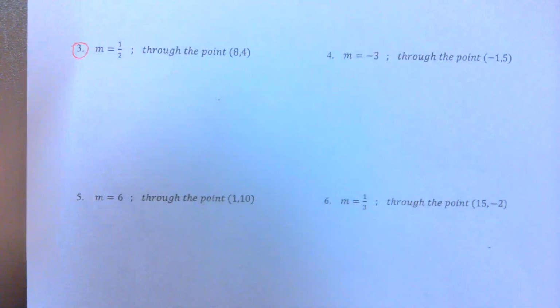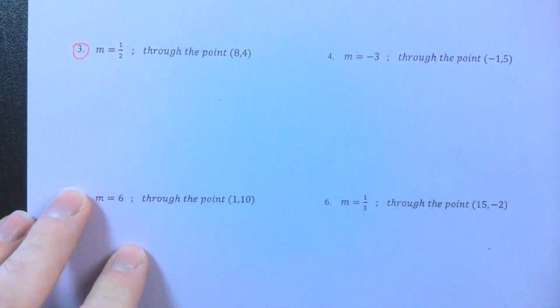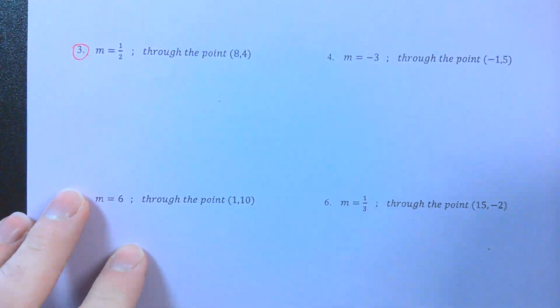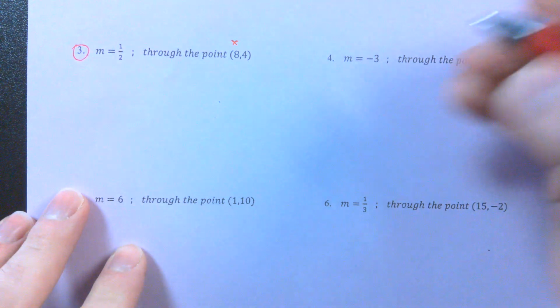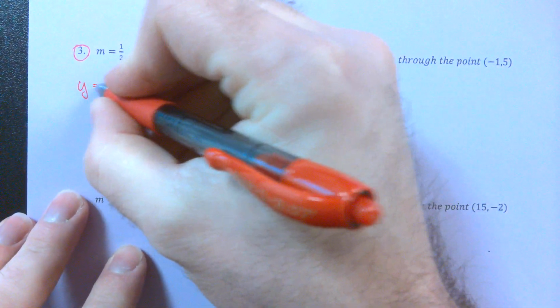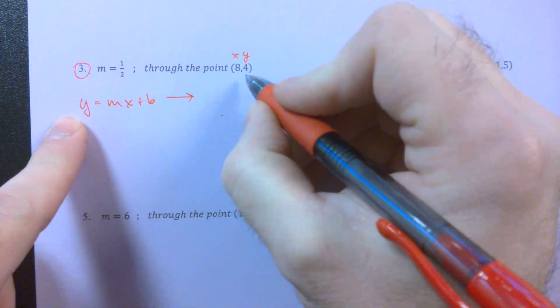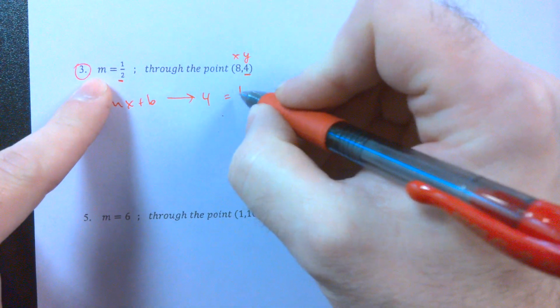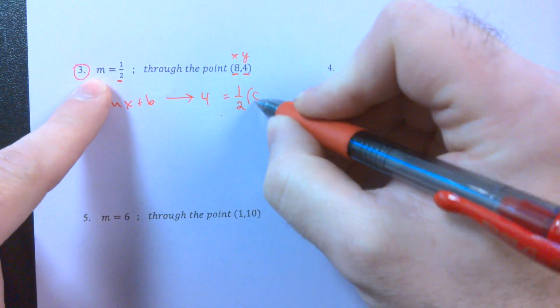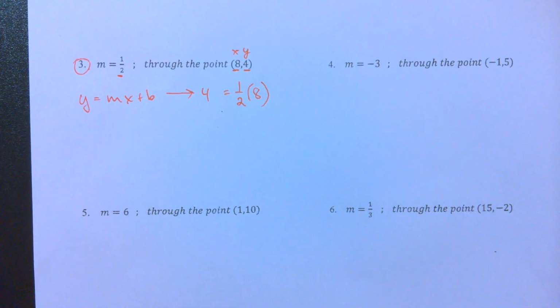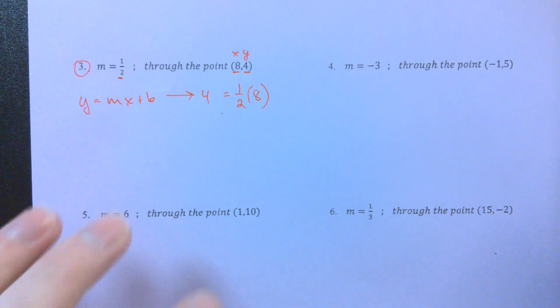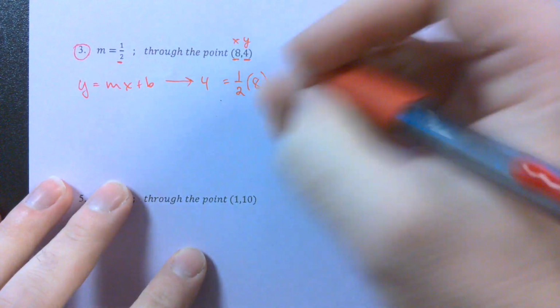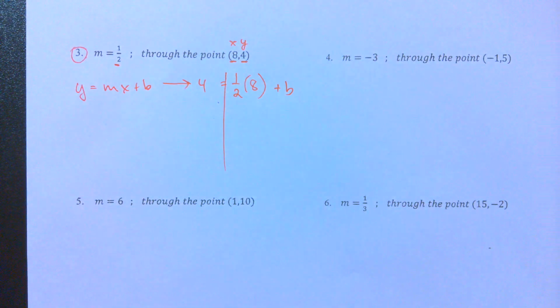Starting with number 3. So my m is 1/2. What's my x value here? 8. And what's my y? 4. So if I'm going to take my slope-intercept form and replace what I know, instead of my y, I'm going to write a 4. Instead of my m, I'm going to write a 1/2, and instead of an x, I'm going to put my 8 in the parentheses. I don't know what b is, but I'm going to add it on to the end, and then I'm going to solve. This is a good one.